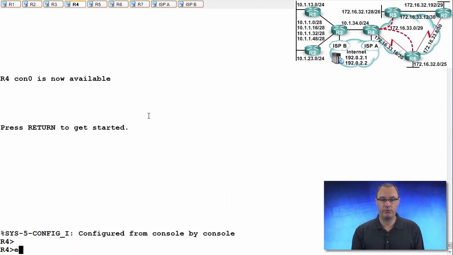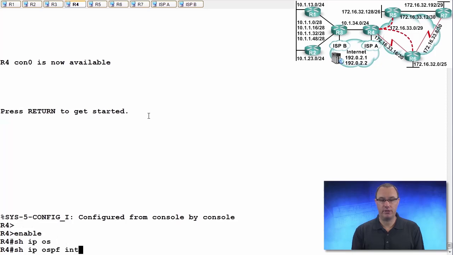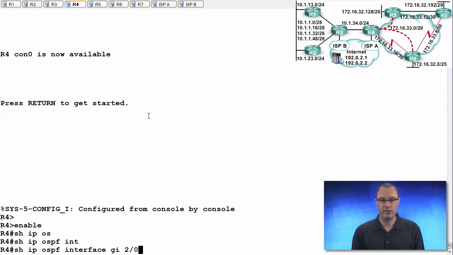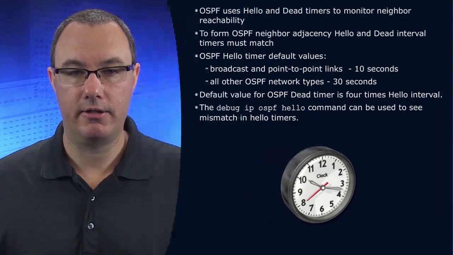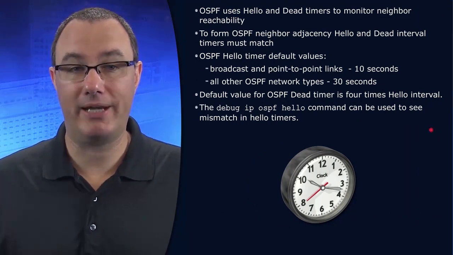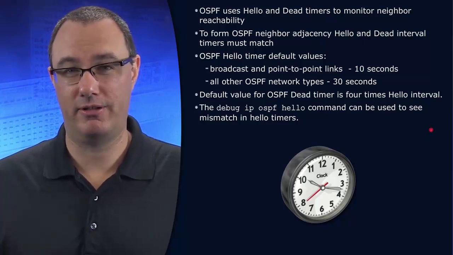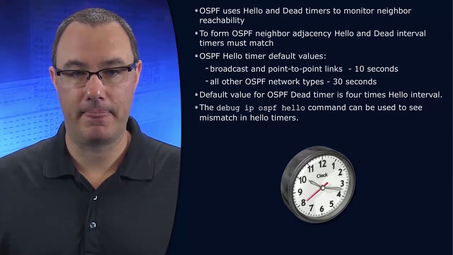So if I were to look at an interface, I'll do show ip ospf interface. This is a high-speed interface. Our hello time is 10 seconds. Our dead interval is 40. Yep, 4 times the hello is 40 seconds. That works out. If you want to manipulate these, you can. We're not saying you should, but we're just saying you can.